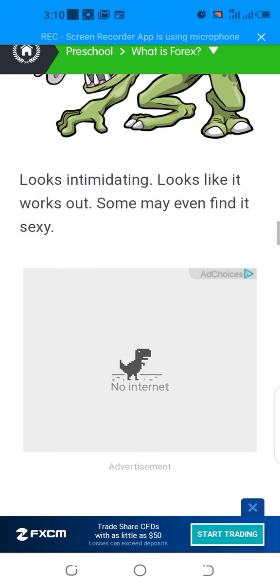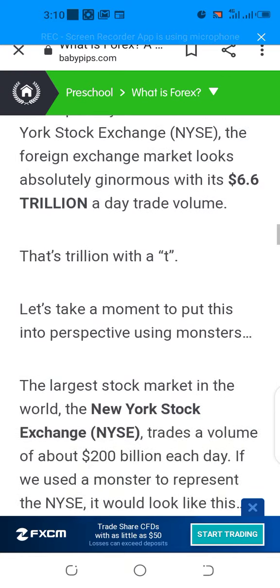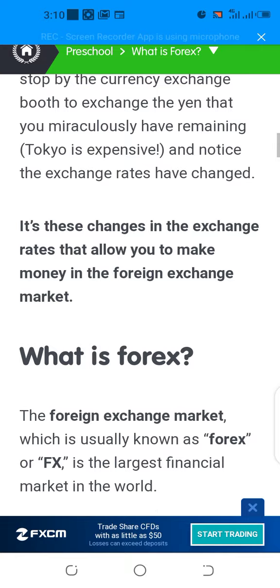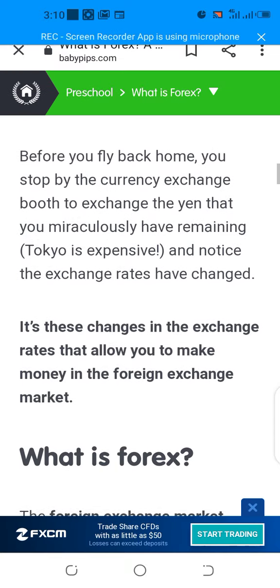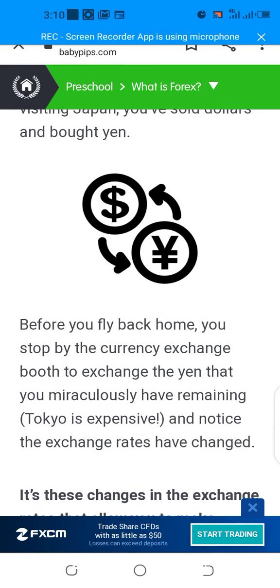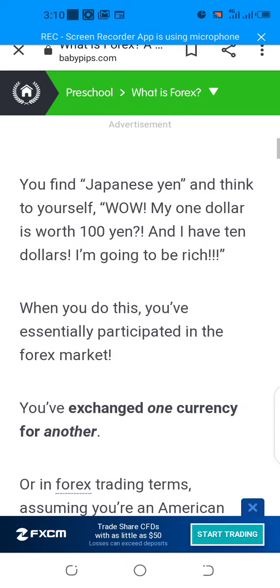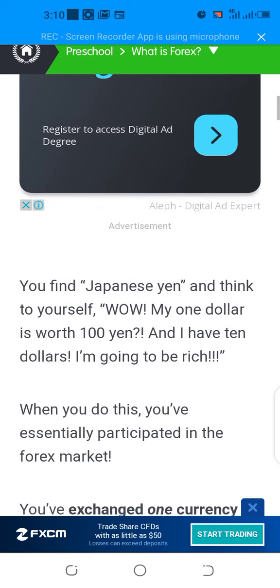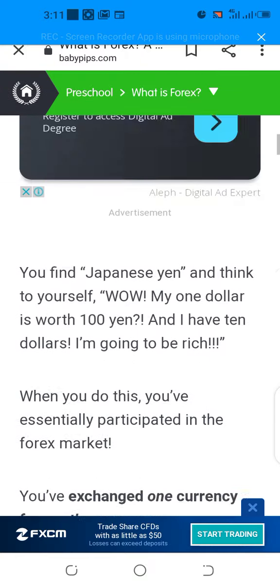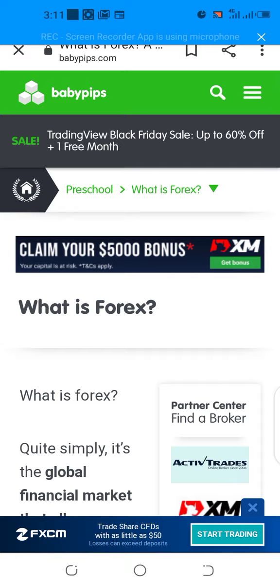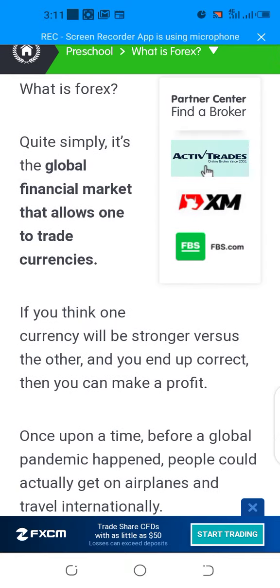What is FOREX? FOREX is the exchange of one currency for another. For example, you buy yen and sell dollar, or sell dollar and buy naira. It is also known as the foreign exchange market, or FX. It is the largest market in the world, with 4 trillion in trade volume daily. So what is traded? The answer is money and nothing else.